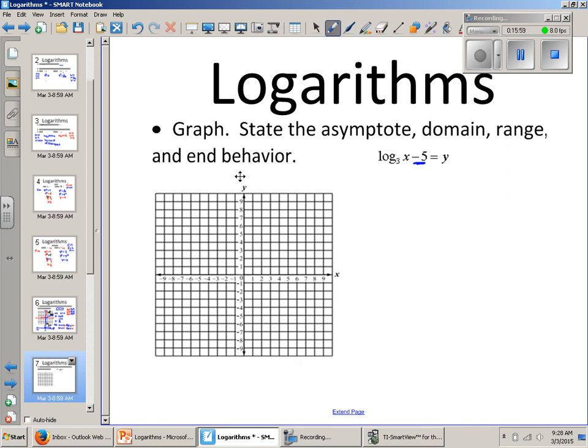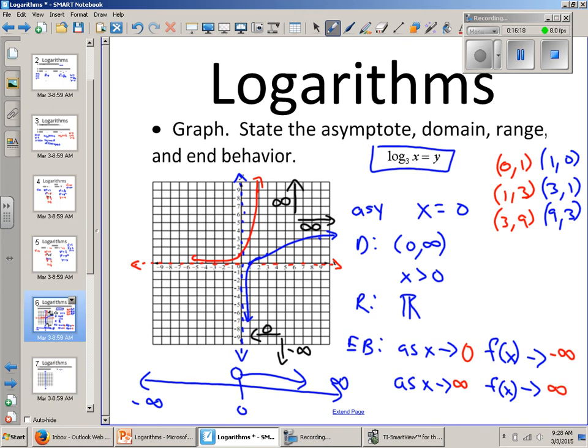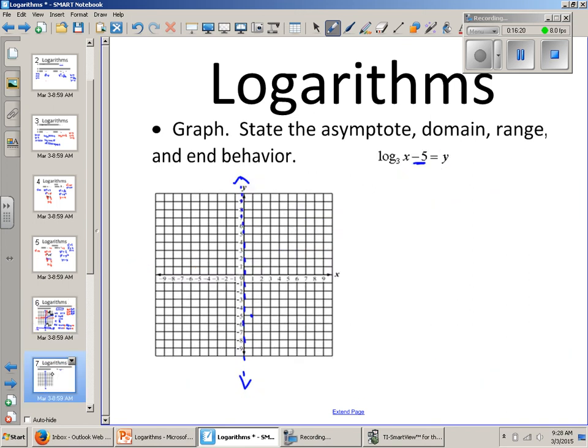So I don't need to do all the switching that I did in the last one. My asymptote doesn't change because I'm just moving it down. The point 1, 0 moves down to 1, negative 5. 3, 1 will move down to 3, negative 4. And 9, 3 will move to 9, negative 2. And now I got my new graph.